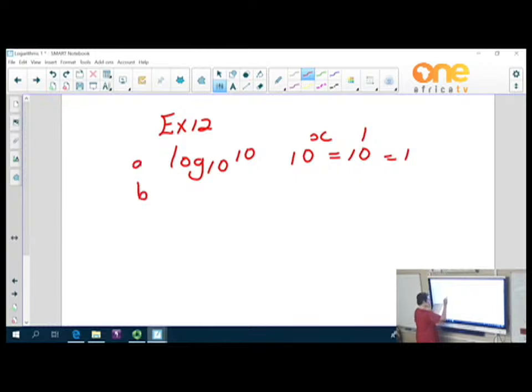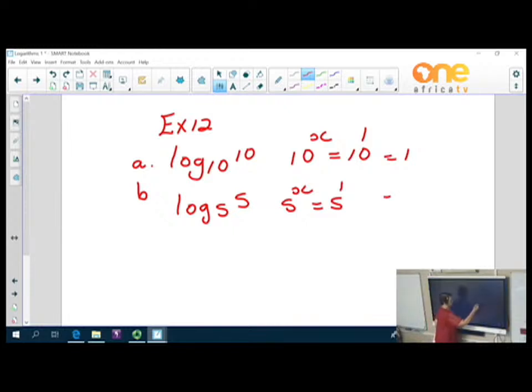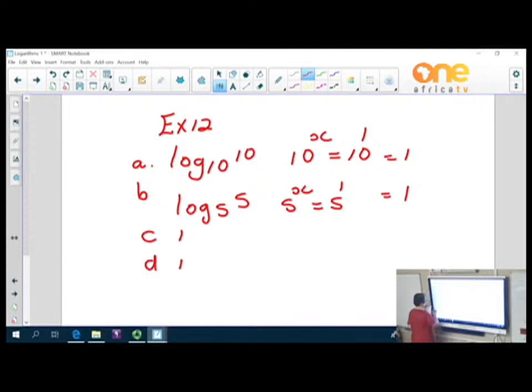Number B, log 5 of 5. Now it's the same thing. 5 to the power of what is 5 to the power of 1, and x is then equal to 1. So that means if we have the same number, it will always be 1. So number C's answer is 1, and number D's answer is also 1.